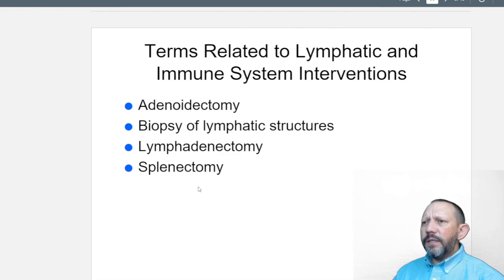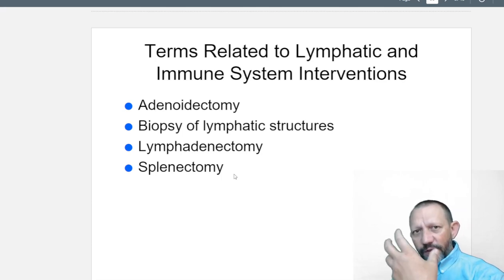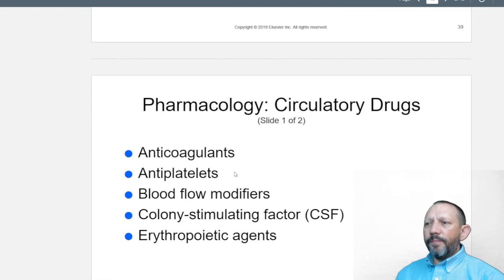Lymph biopsies, lymphadenectomy. You have the lymph nodes taken out. It happens very commonly in breast surgeries, or breast cancer surgeries or mastectomies. And a splenectomy: you get an infection and the spleen gets too inflamed and damaged. They have to take it out.